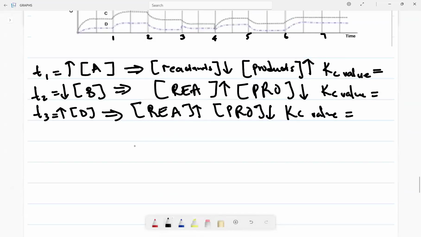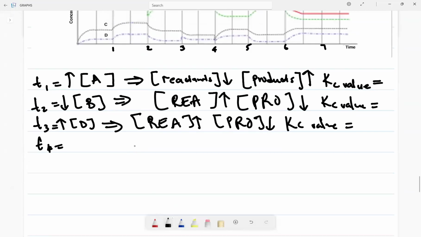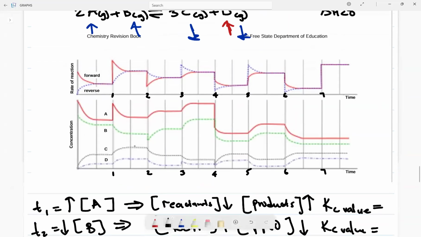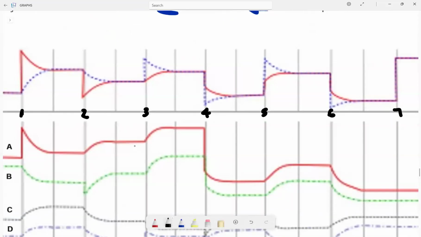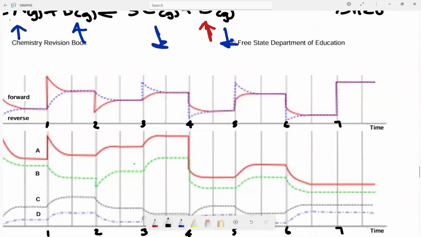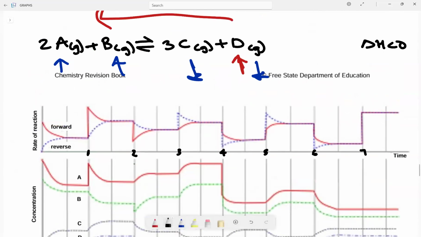Let's look at T4. What happens? At time T4, as I look very carefully, if I zoom out here, both of my rates decrease. Okay? Both of my rates decrease. And I know it can either be temperature or pressure. How do I check that?